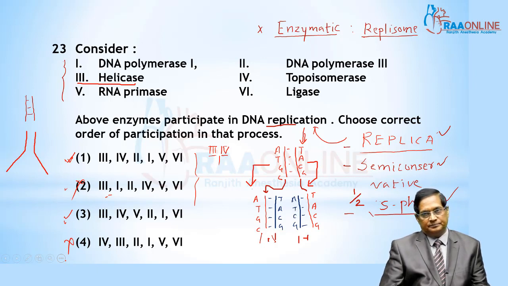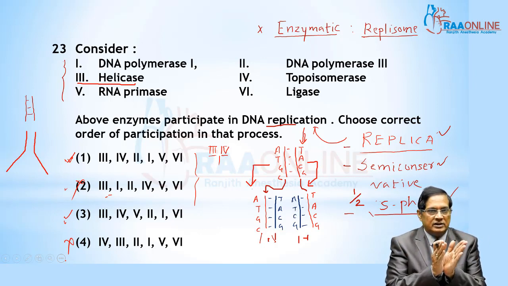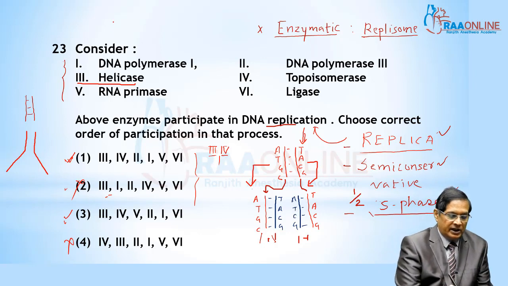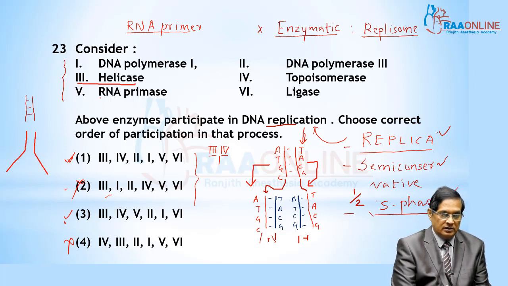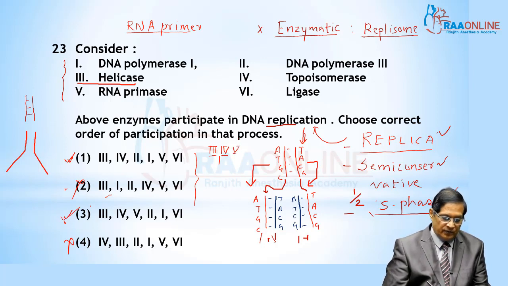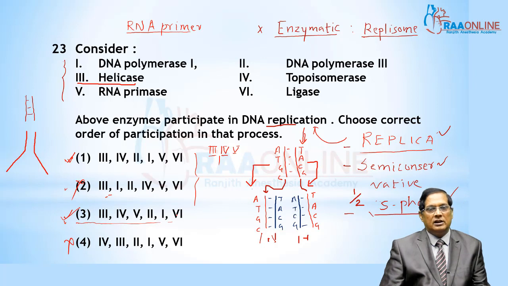Now come to the third one. First one, separation of two strands. Second one, release of tension. Third, DNA replication requires RNA as primer. So definitely primase activity is there, because the RNA primer acts as a stepping stone. So according to sequence, 3, 4, 5. Almost clear, that is answer 3, but let's check further.